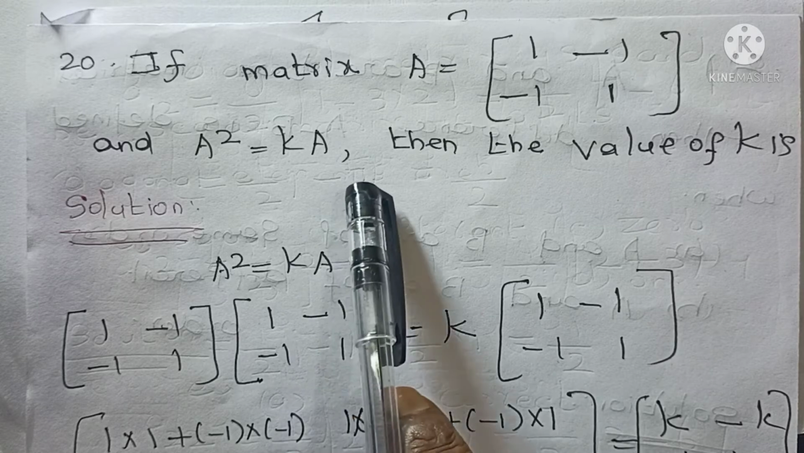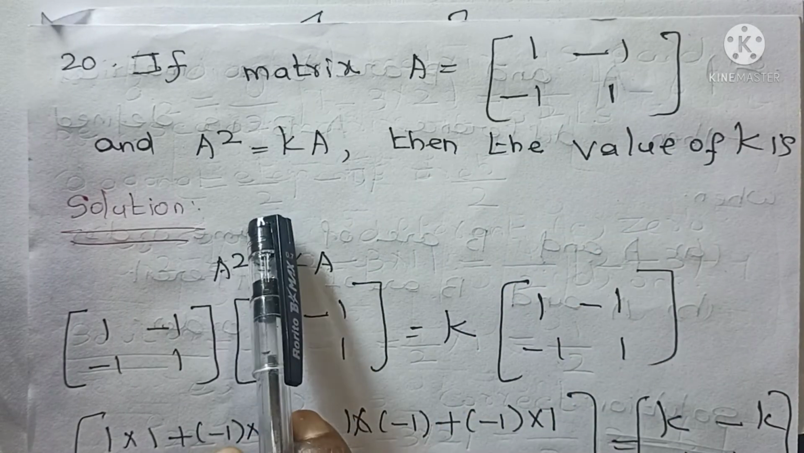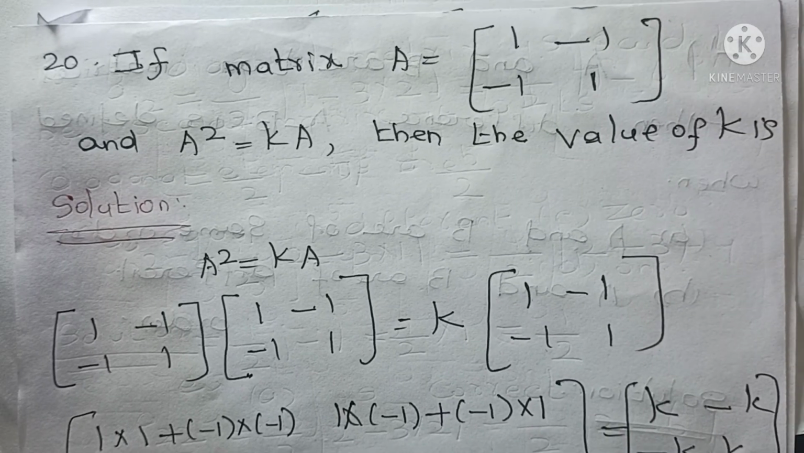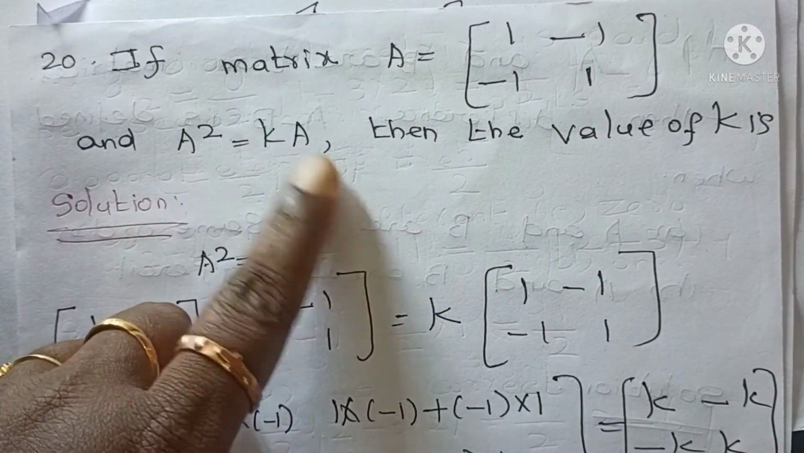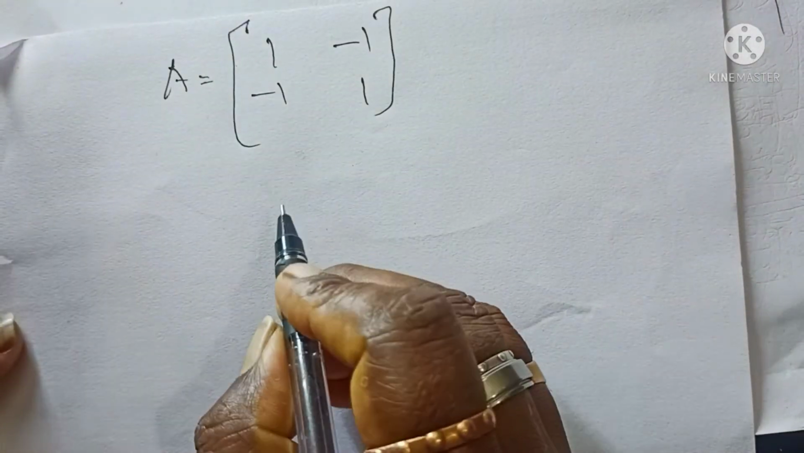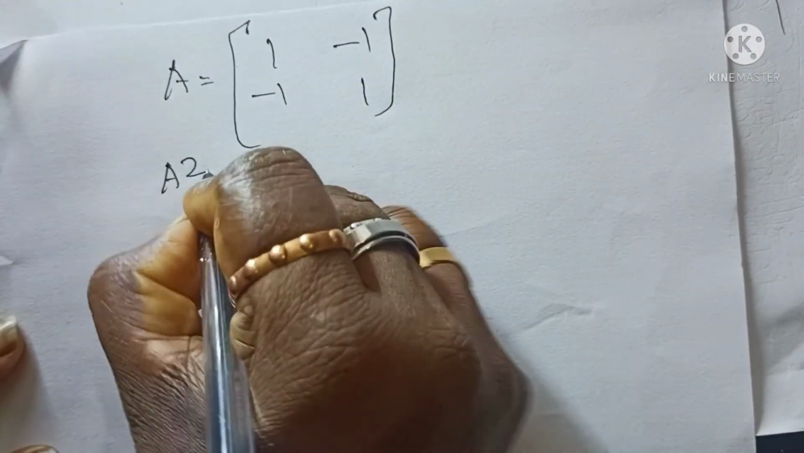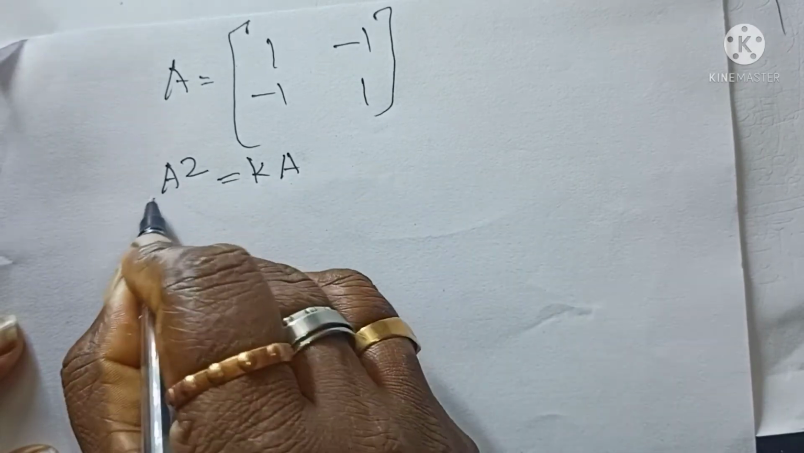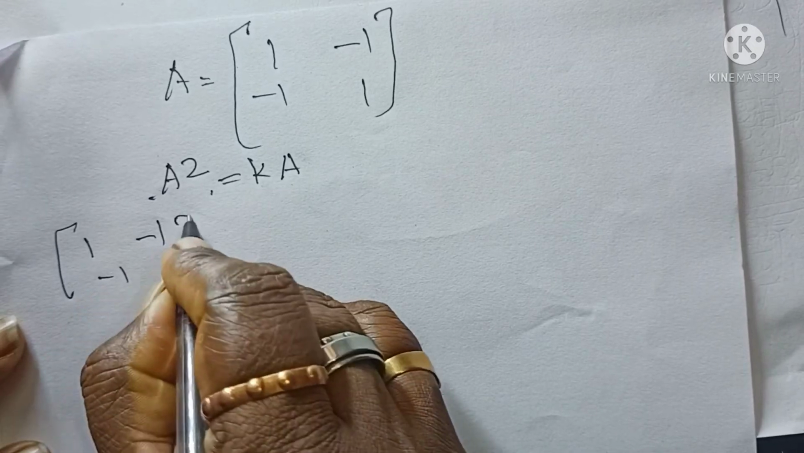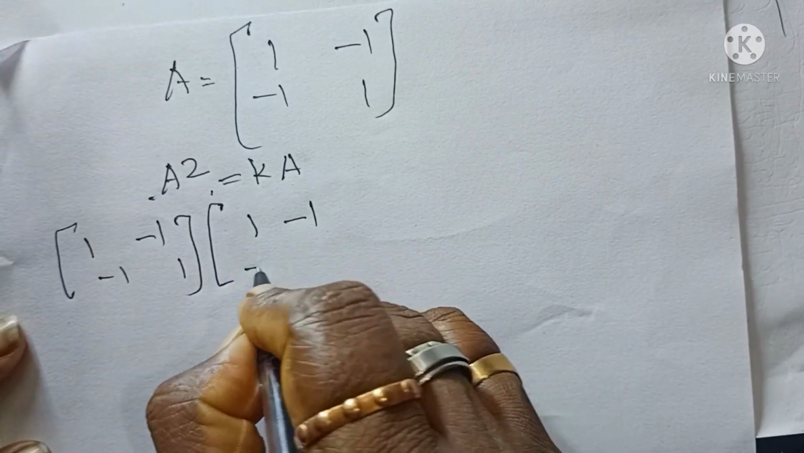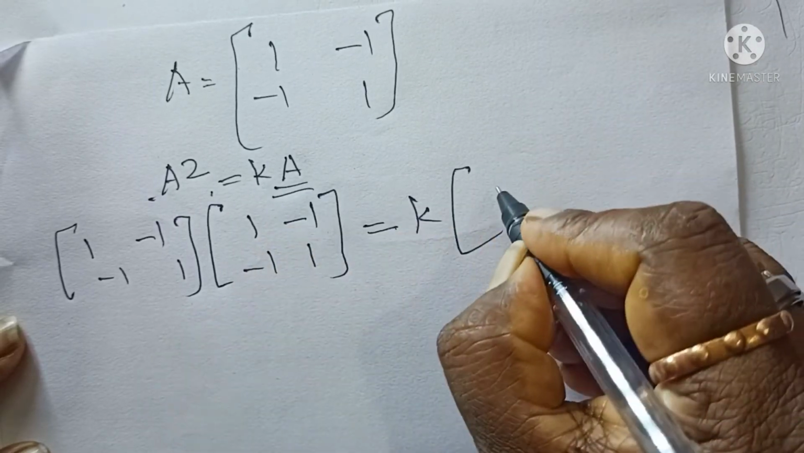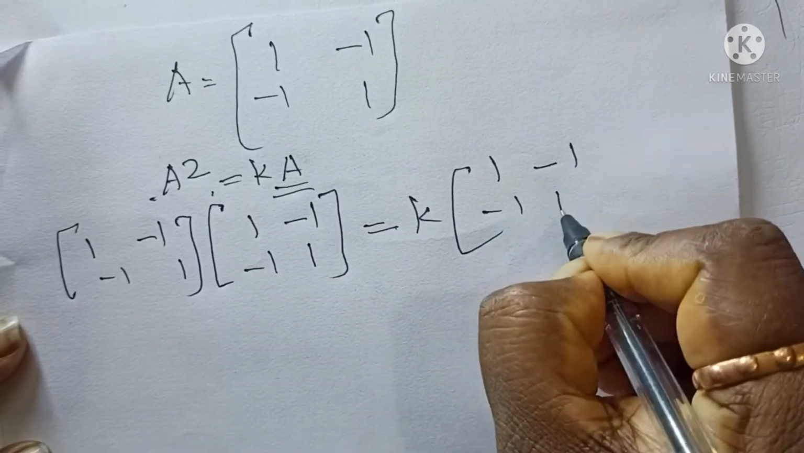20th question. If matrix A is equal to this one and A square is equal to KA, what is the value of K? We have to find the value of K. We have to substitute A here, then we will get the value of K. So A is equal to this one and they have given A square is equal to KA. So A square means A into A, correct? So the matrix 1, minus 1; minus 1, 1 times the matrix 1, minus 1; minus 1, 1, which is equal to K into, we have to substitute the value of A here, so the matrix 1, minus 1; minus 1, 1.